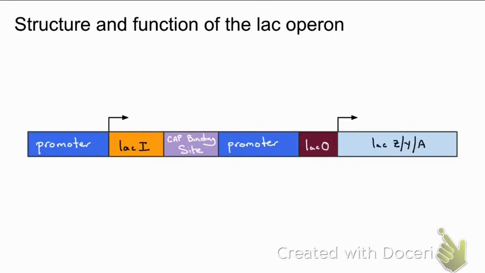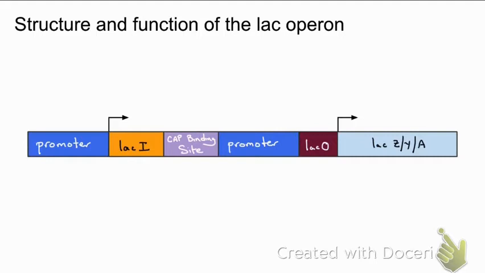So here is the general structure of the lac operon. Just like the image we saw, we have a couple of promoters. We have now, instead of a regulatory gene, the LacI gene, which functions as that regulatory gene. Instead of an operator, we have LacO. Instead of genes, we have the specific genes LacZ, Y, and A. And instead of a control element, we have the CAP binding site.